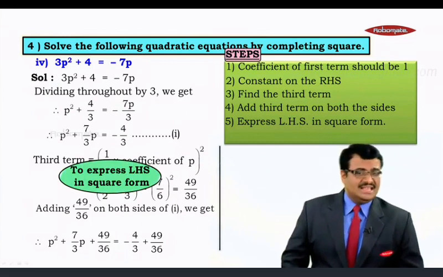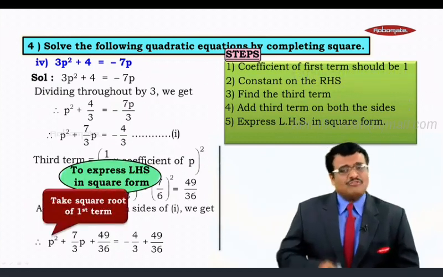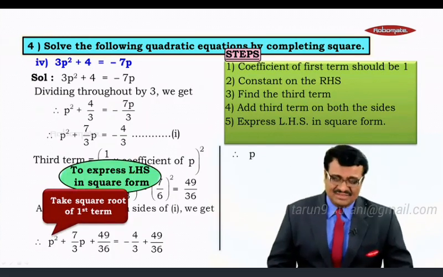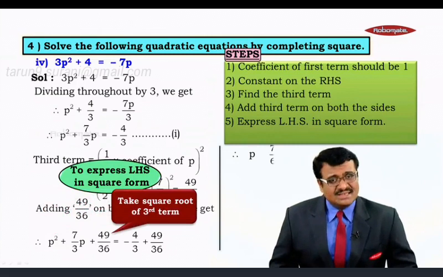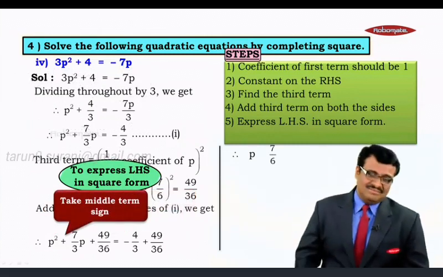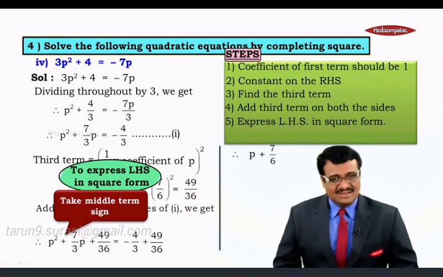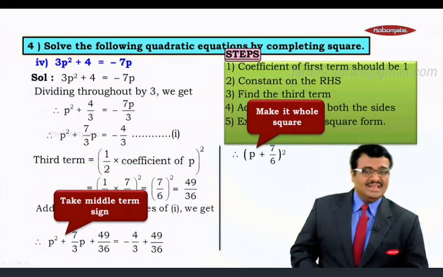How do you express the LHS in the square form? Take the square root of the first term. What is the square root of p square? It is p. Take the square root of the last term. What is the square root of 49 upon 36? It is 7 upon 6. Take the sign of the middle term. What is that? Plus. And write it as a whole square, is equal to.